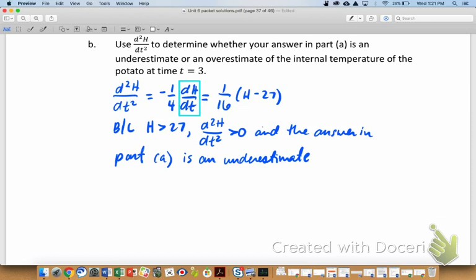Did anybody have d squared h over dt squared just equals negative 1/4, and that's it? Yeah, that was the number one most common error. So let's talk about why this is. dh dt equals negative 1/4 times h minus 27 to the, what is it? And that's it? Just that? Okay, cool. So then it asks you to find or use this.